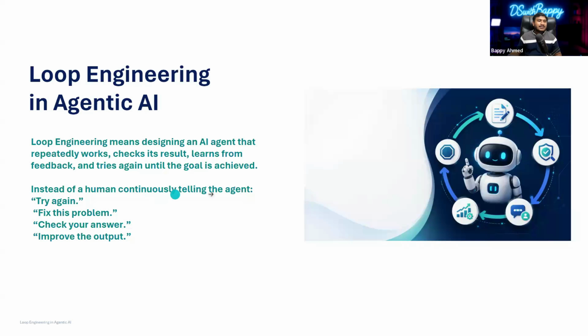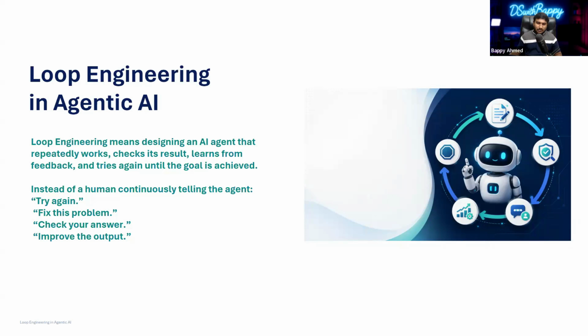What is loop engineering exactly? Instead of a human continuously telling the agent, let's say, try again, fix this problem, check your answer, improve the output, we are using the loop engineering concept. That means we are writing and integrating an agentic loop. Our agent itself is automatically correcting its own mistakes.